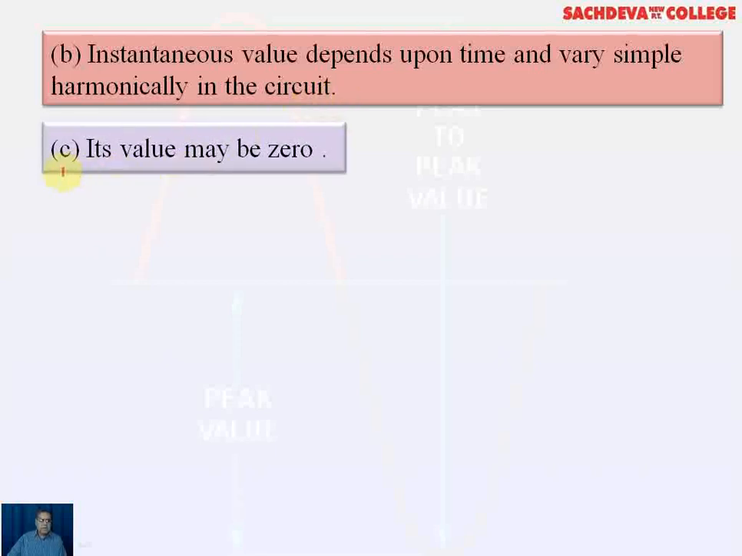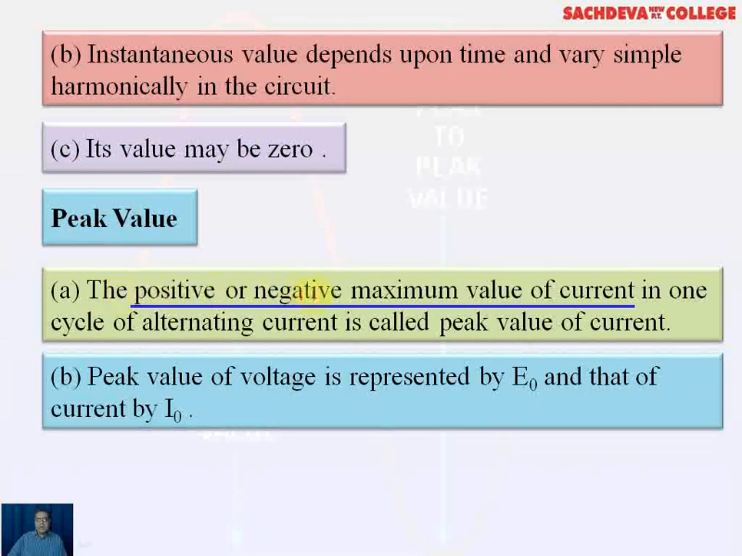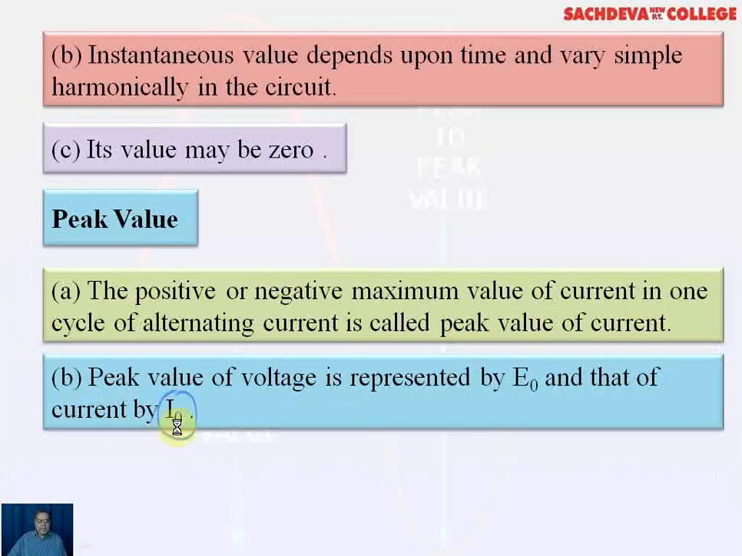Its value may be 0. Now then comes the peak value. The peak value, the positive or negative maximum value of current in one cycle of alternating current, is called the peak value of the current. Peak value of voltage is represented by E naught and that of current by I naught.